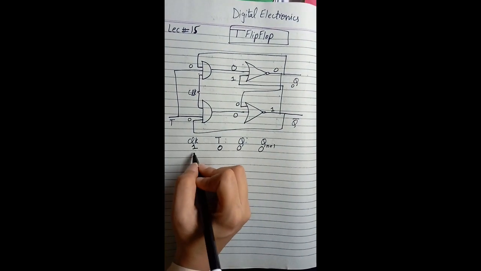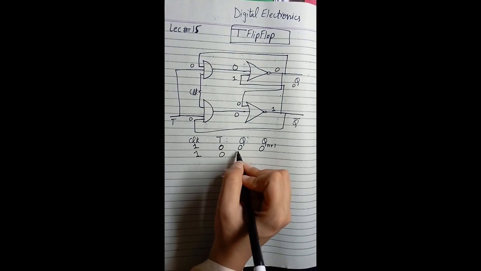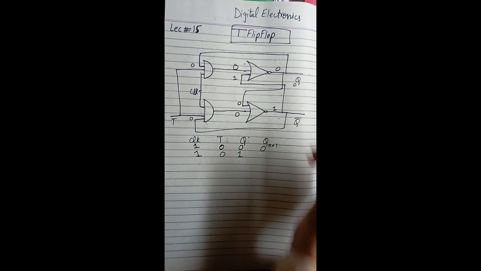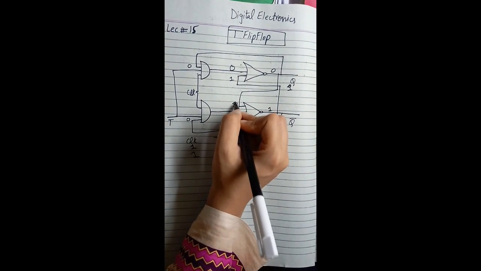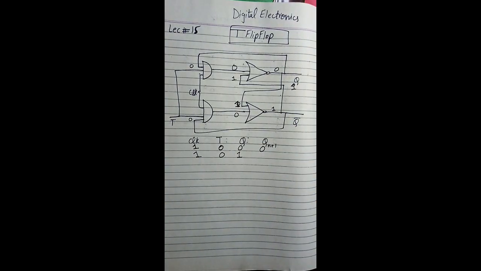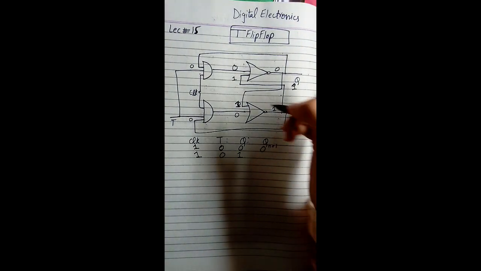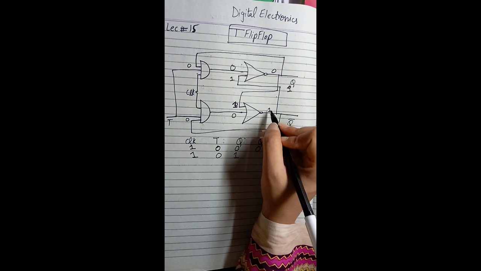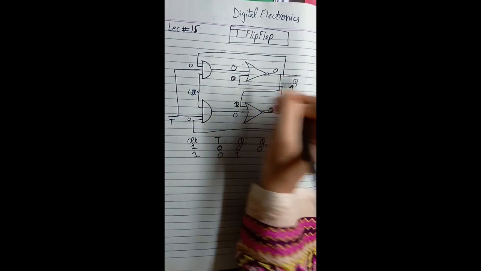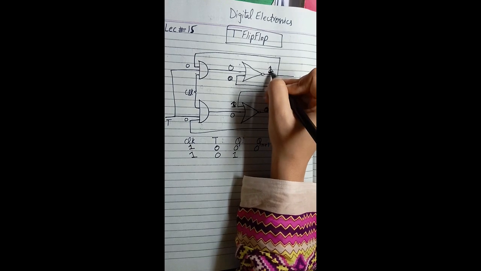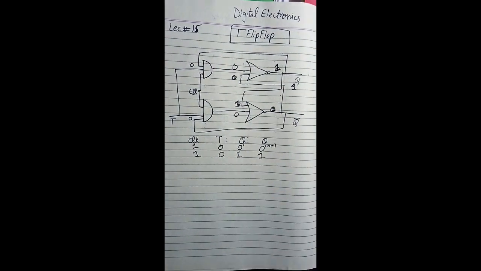Here we have 0. For 1, 0, when we are imagining the Q as 1, we are taking it as 1. Here we have 1. The other inputs will remain same. 1 and 0 will give us 0. This 0 will go here. 0 and 0 will give us 1. Here we have 1.